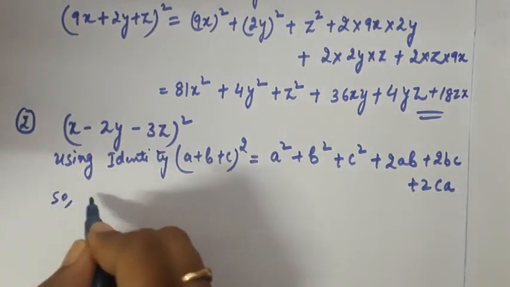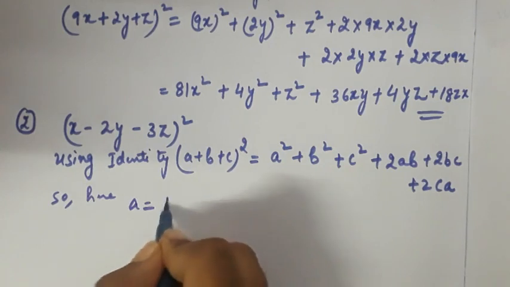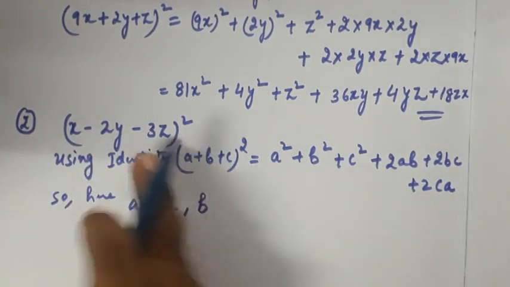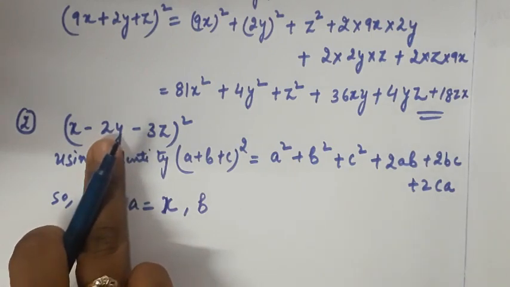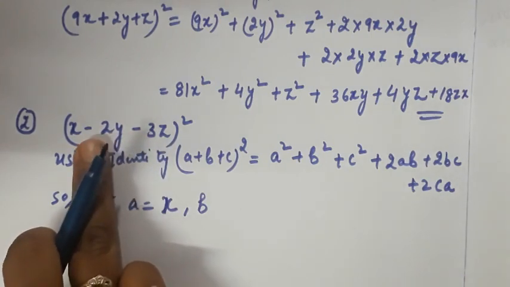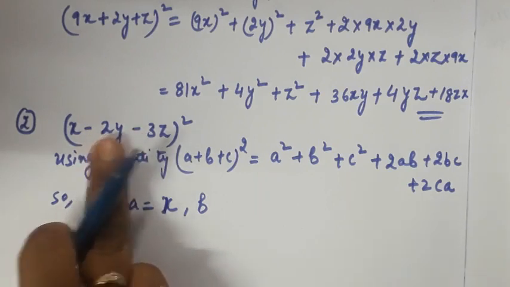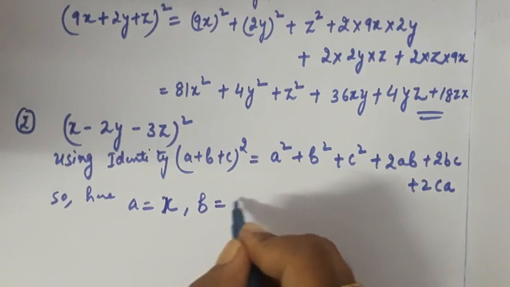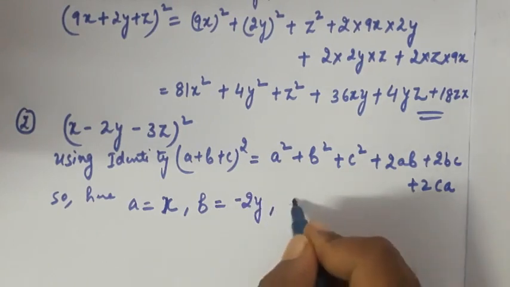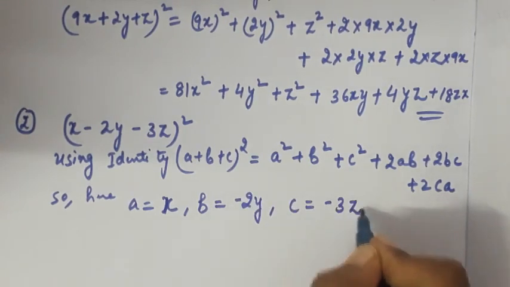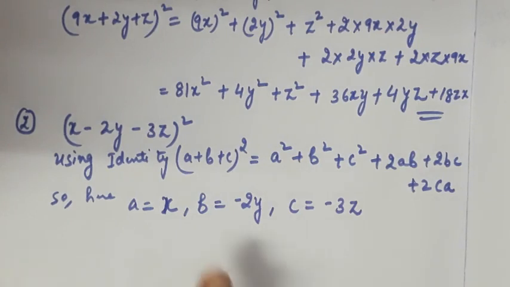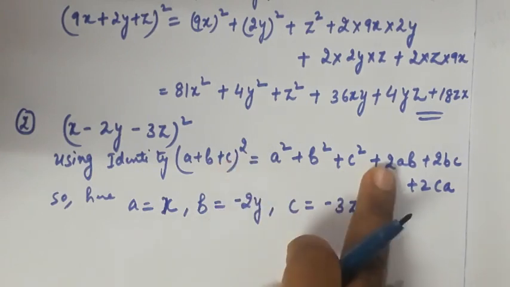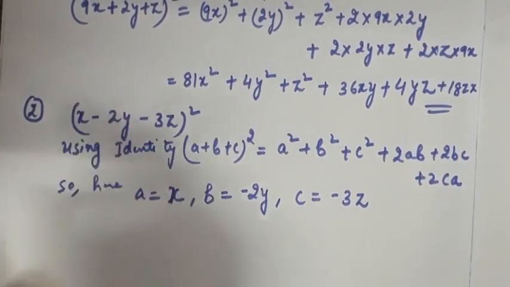So like here a = x, b = we cannot write plus 2y, we have to write minus 2y because we are comparing this with a + b + c. So here b = -2y, c = -3z. Now we will substitute these values in the identity to get its expansion.